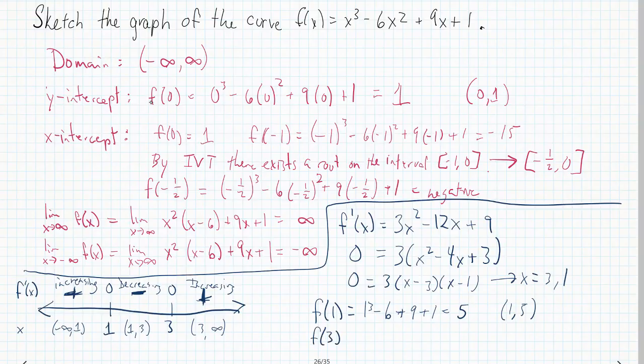F of 3 now. So 3 cubed, which is 27, minus 6 times 3 squared. So 6 times 9 is 54. Plus 9 times 3 is also 27. Oh, that's going to be nice. And so this is kind of funny, because 27 plus 27 makes 54, minus 54 makes 0, and then add the 1, so you get (3, 1). So we have a few points on our graph, and let's get towards our graph, and I'll rewrite the function here in a second.